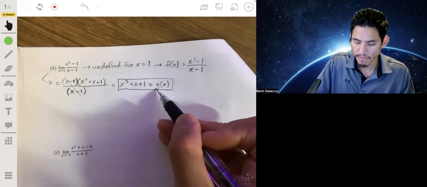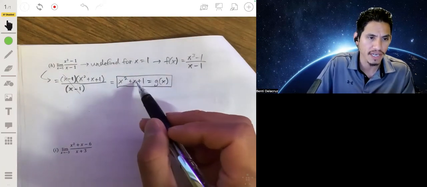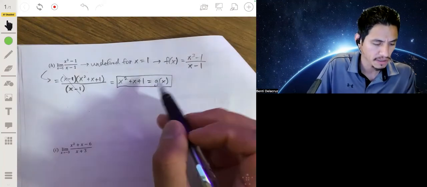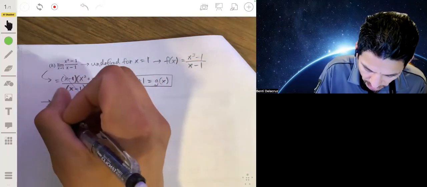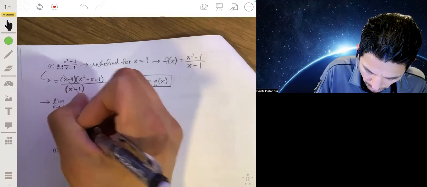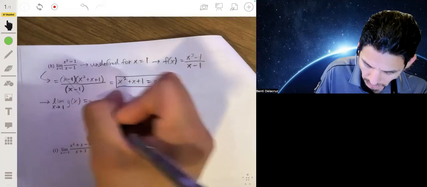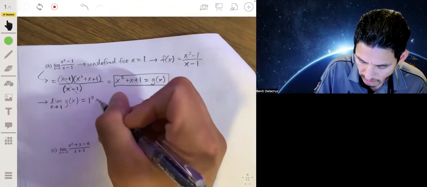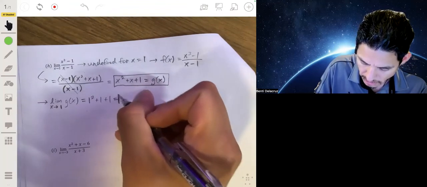Now, the advantage is that we can plug in 1 into g of x. Because if you plug in 1 into g of x, you'll just get 1 plus 1 plus 1, which is 3. So we can basically then take the limit as x approaches 1 of g of x. And that'll just be 1 squared plus 1 plus 1, you'll get 3 as your limit.